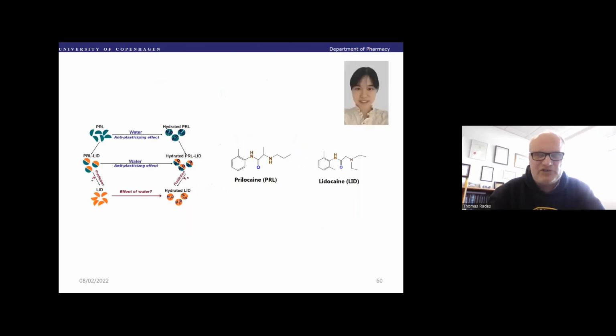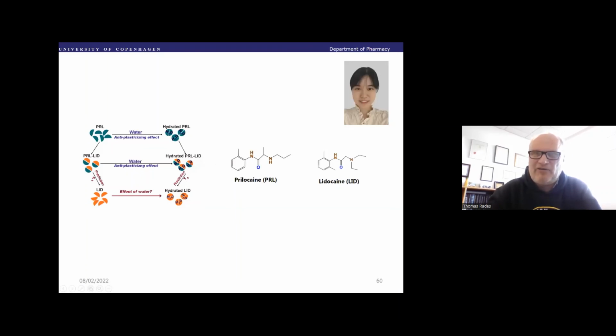And in the end, I want to show you another effect of a small addition of a material on an amorphous material. And here, Xi Zhou is looking at this. She has more or less just started her PhD, but has done some very beautiful work on the influence of water on these materials. So what we know from the literature is that prilocaine is a strange material because water is not a plasticizer for it, but an anti-plasticizer.